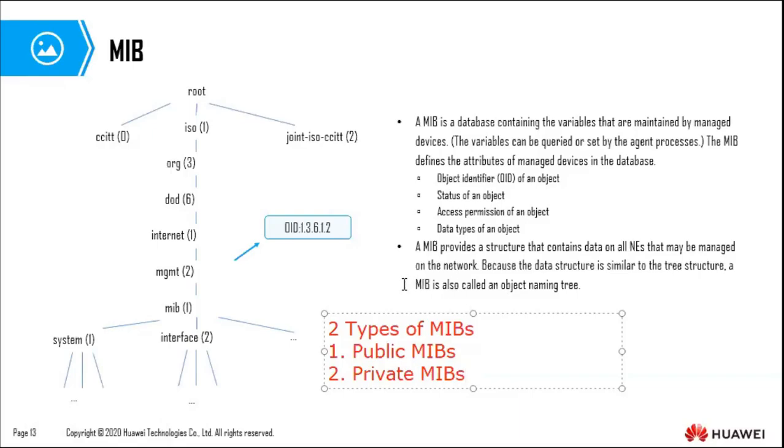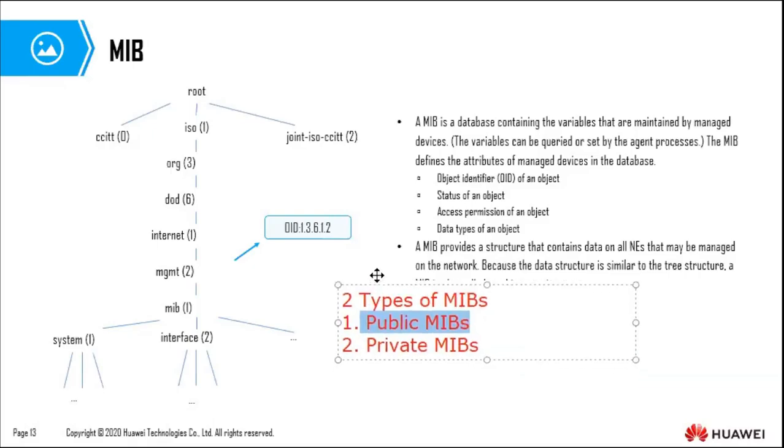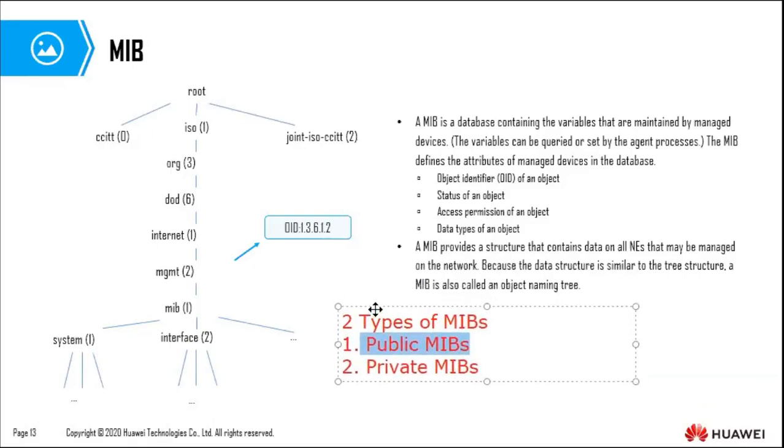Now, generally, public MIBs are used to define the structure of MIBs for public protocols. So public protocols such as OSPF, FTP, and so on and so forth. Those public protocols have their MIBs structured by the public MIBs.